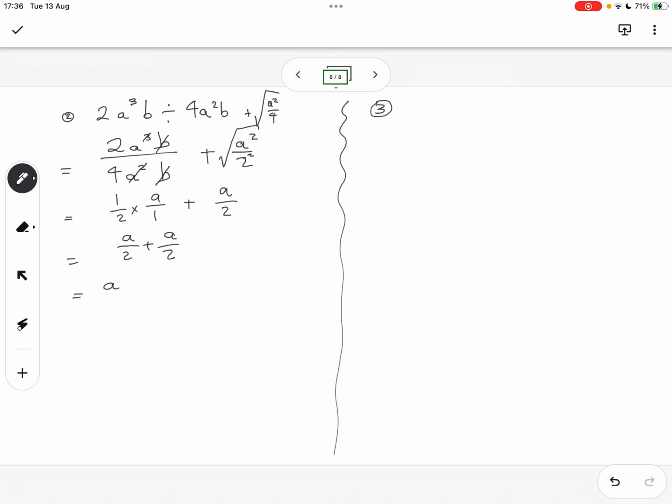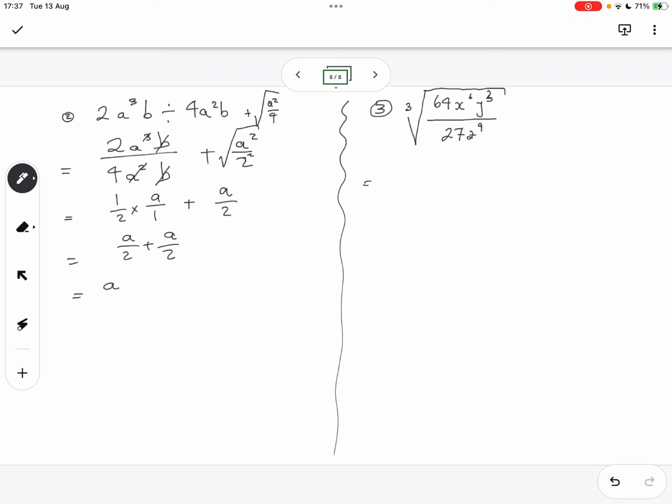All right. And the last example is just one expression. It would be the cube root of 64 x to the power 6, y to the power 3, divided by 27 z to the power 9.